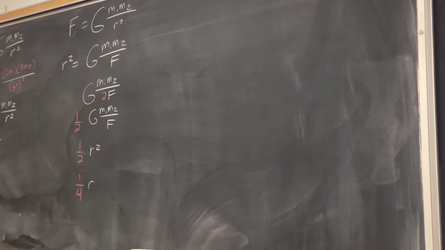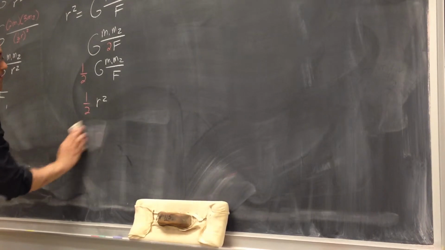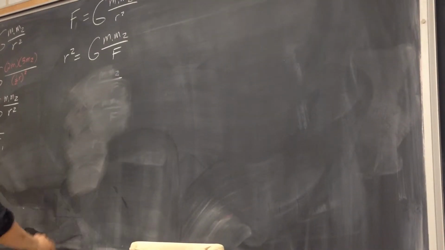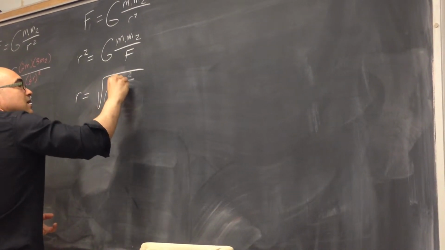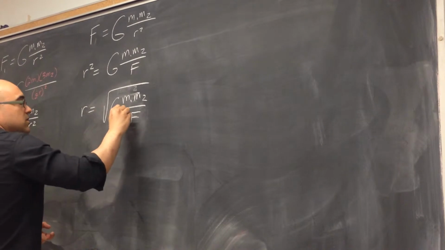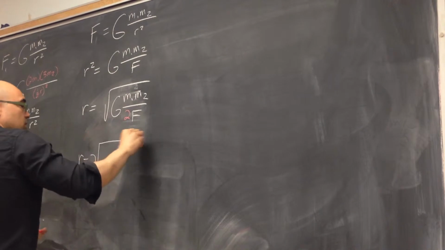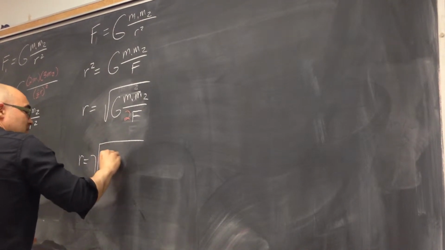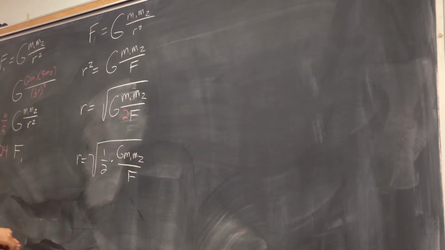Wait, does that make sense? No, it's not 1/4 radius. Screwed that up. We'll take it back here. Let's finish it. Let's do this right. We'll do the root of G m1 m2 over F. Now we're going to make that 2F change. So r equals the root of 1/2 G m1 m2 over F.